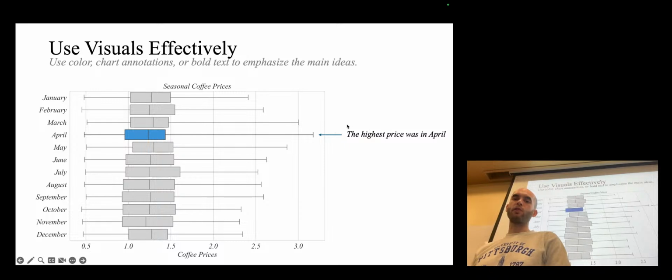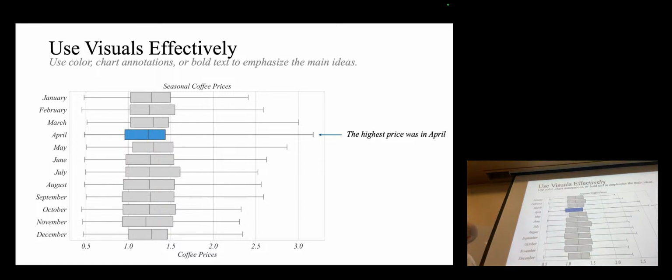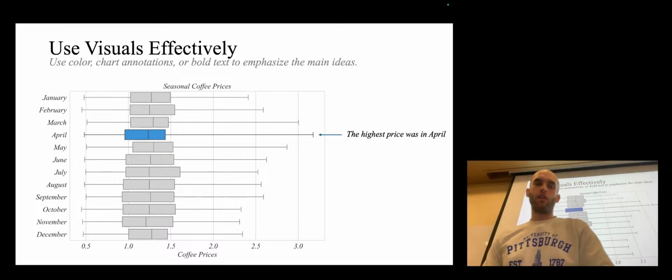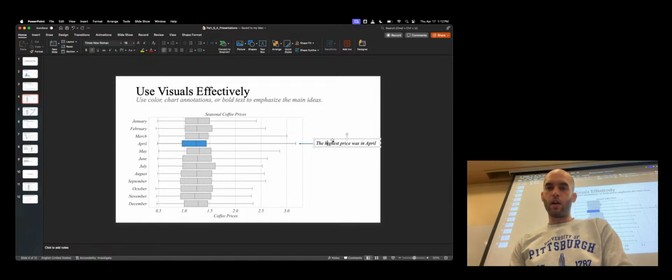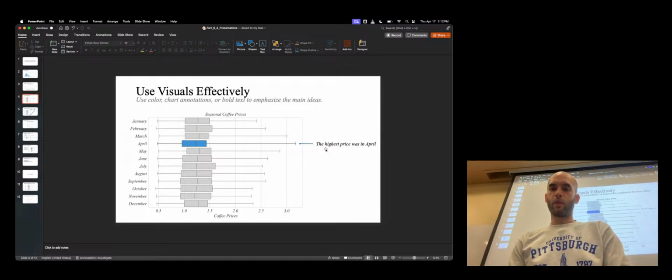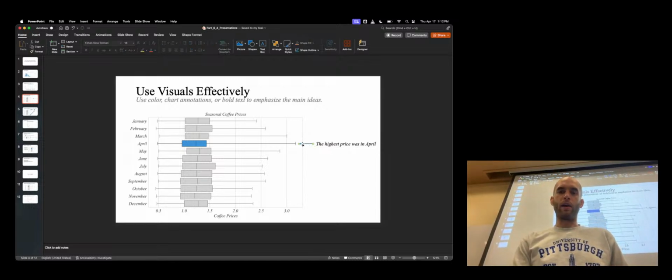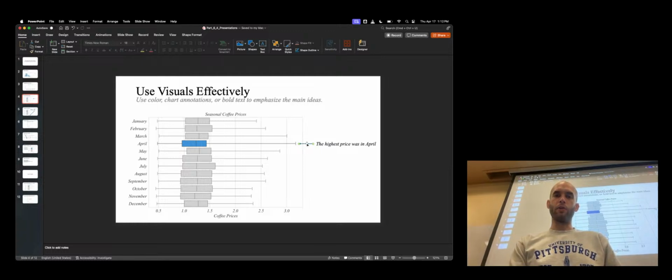And then I've also used annotations. Sometimes it's better to have a little bit more description of what's going on. So here, if I had just highlighted April, you may not fully understand what I'm trying to communicate. So I've added a chart annotation, which you can do directly in PowerPoint. You can move this around and change what it says. This is also just an arrow that you can create in PowerPoint.